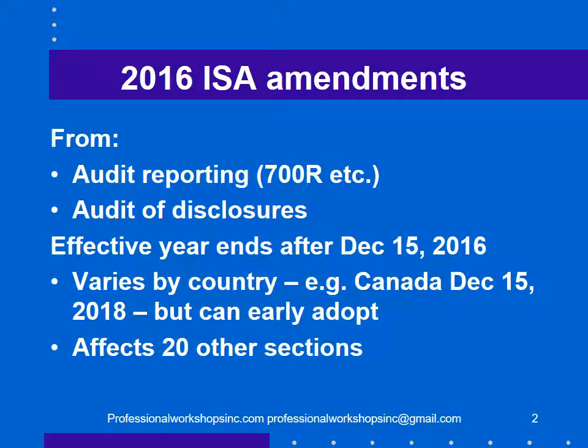Now, this is effective for year ends ending after December the 15, 2016. But this is going to vary by country, so you need to check for the country you're in when it's effective. In Canada, for instance, it's effective for year ends ending after December the 15th, 2018, though you can adopt early. And the changes affect about 20 other sections in professional standards.